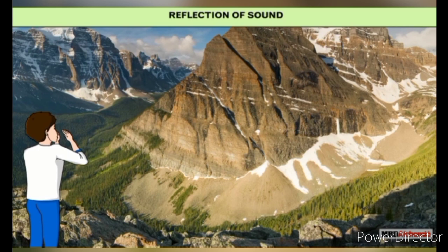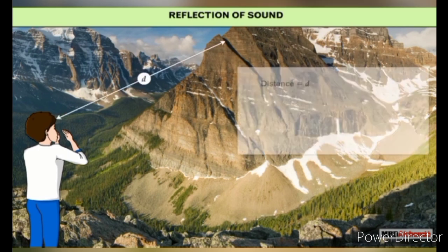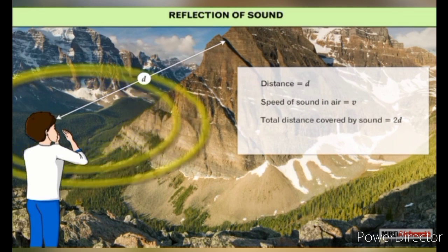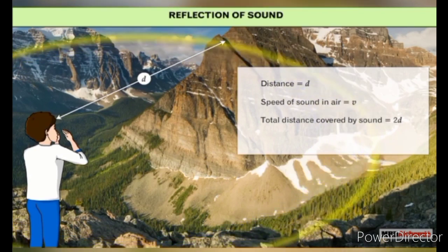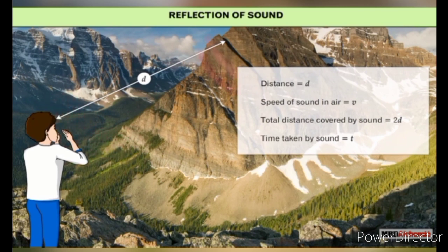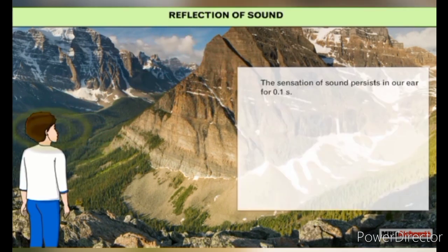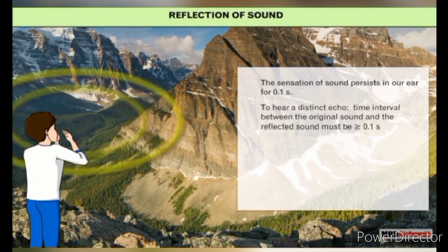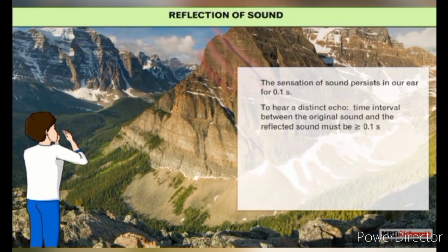Imagine that you are standing in front of a mountain which is at a distance d from you, and let the speed of sound in air be v. Suppose you shout. The distance covered by the sound to reach the mountain and come back to you is 2d, and the time taken is t. The sensation of sound persists in our ear for about 0.1 second. Thus, to hear a distinct echo, the time interval between the original sound and the reflected sound must be greater than or equal to 0.1 second.